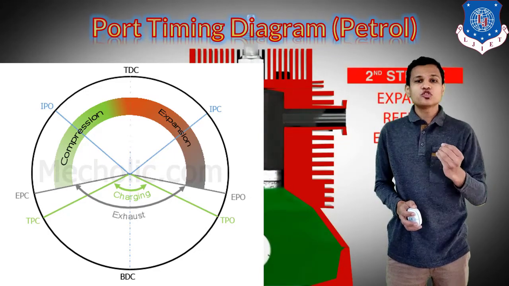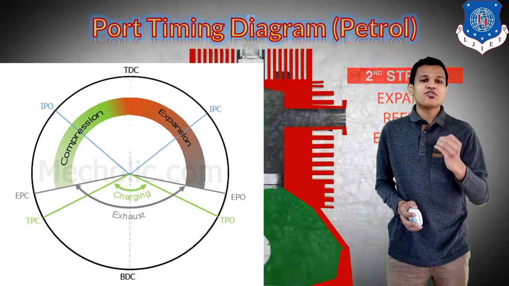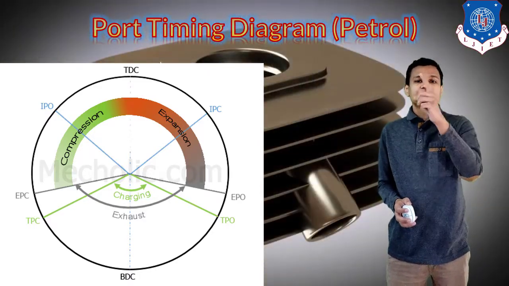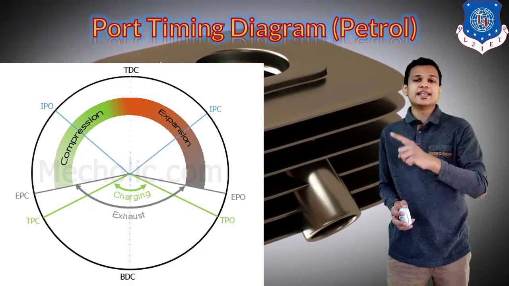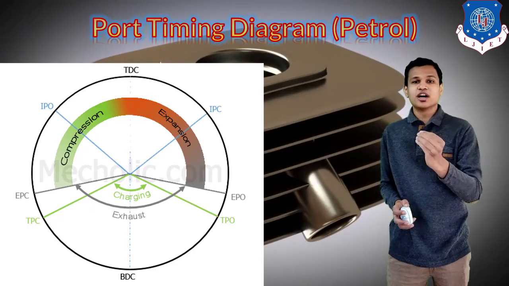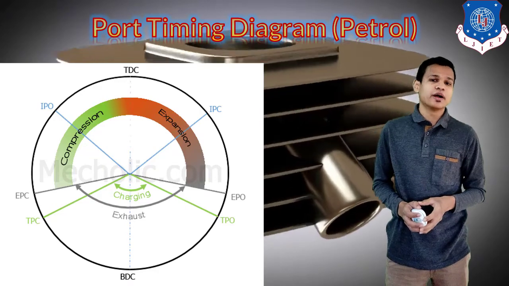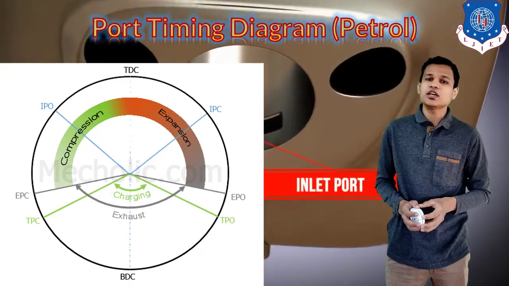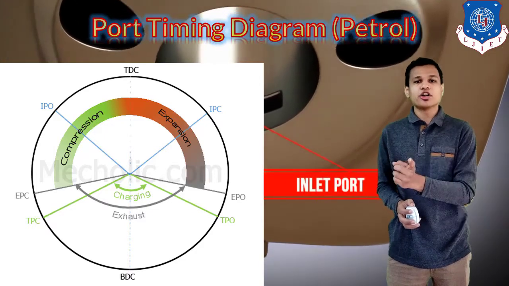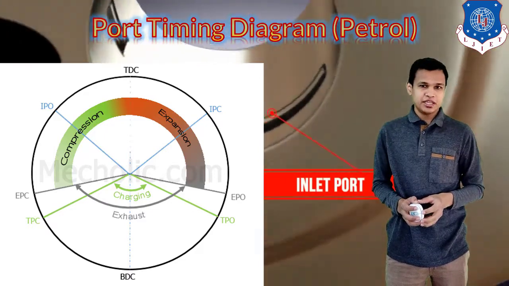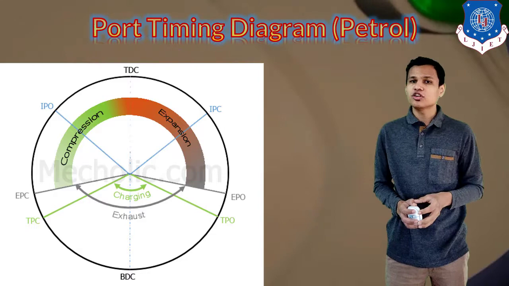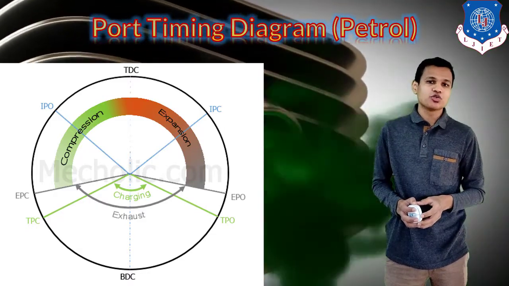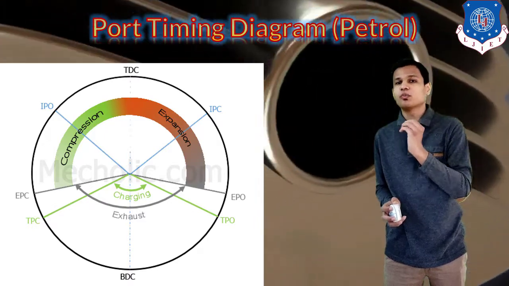You can also see the graph or diagram showing how the whole 2-stroke engine works and when the ports are opened. You can see the labels EPO and TPO at the bottom right side of the diagram. The upper one shows the exhaust port open time, and the bottom one shows the transfer port open time.